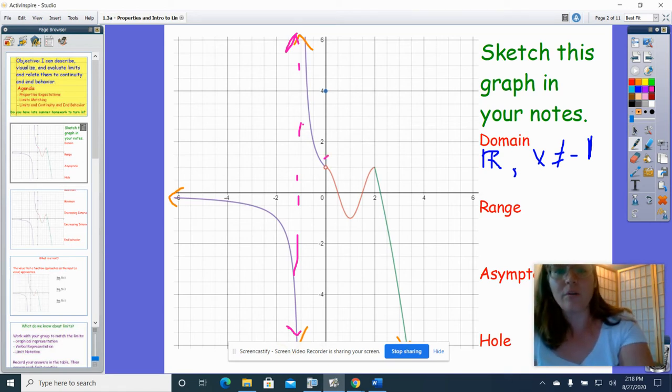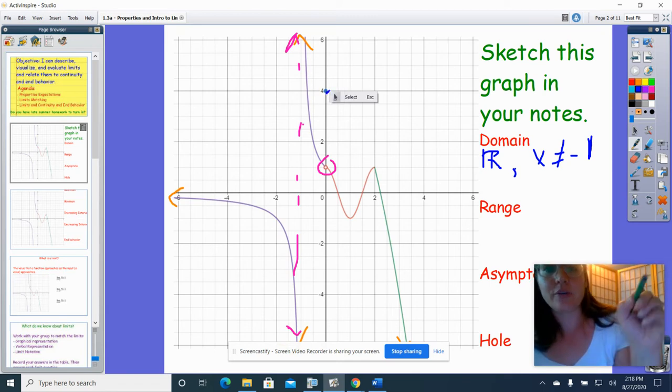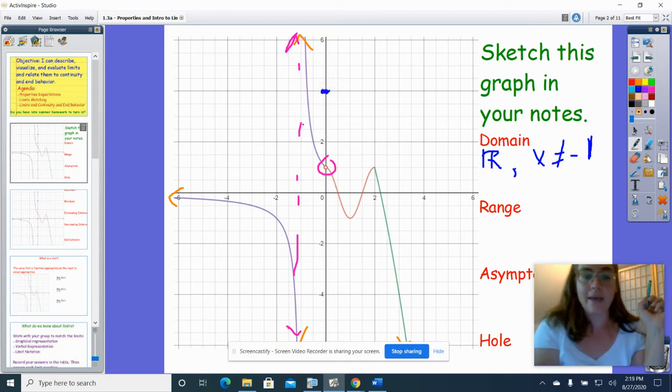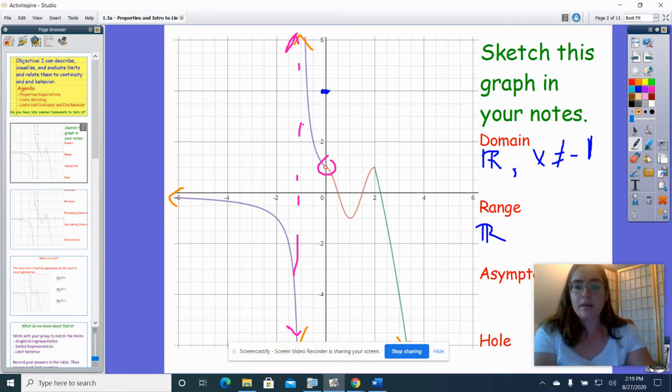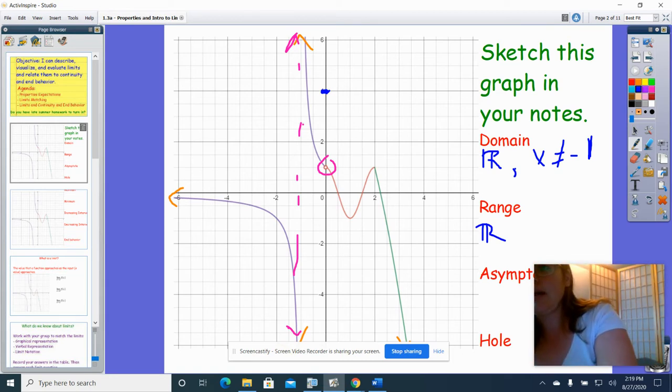You see that there is a hole right here at (0, 1), but there's a point right here. So it actually does include that x value of 0. The range is actually all the y values. So reading the graph from bottom to top, this is going to be all real numbers with no exclusions because everything's covered. In terms of asymptotes, there does appear to be an asymptote at x equals -1 right here.